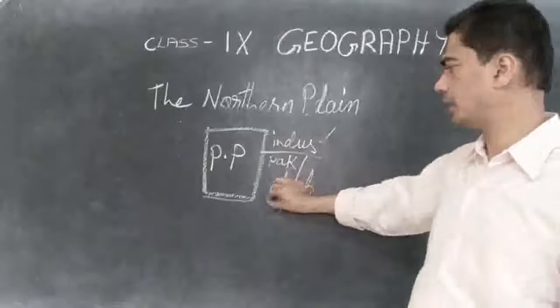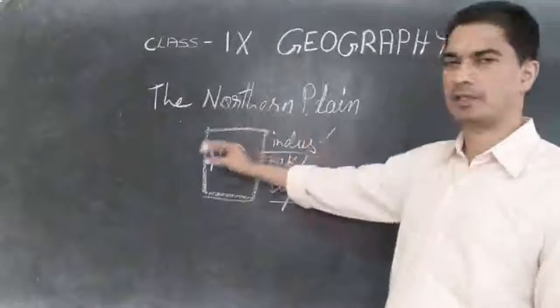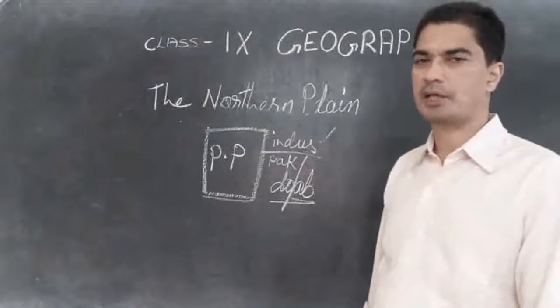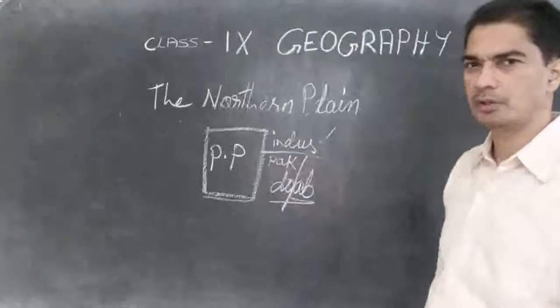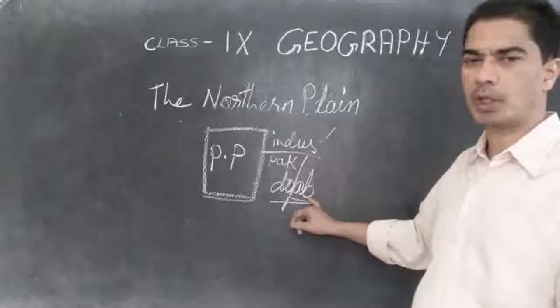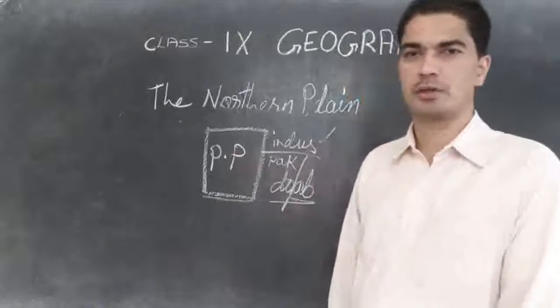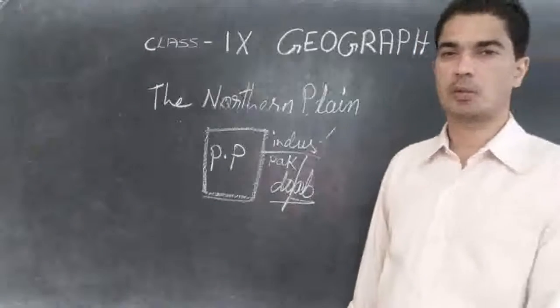We also studied a new word, doab. In this area there are a lot of doabs. Doab means two waters. Do means two, ab means water. In the same way, Punjab also we can say, panch means five, ab means water.